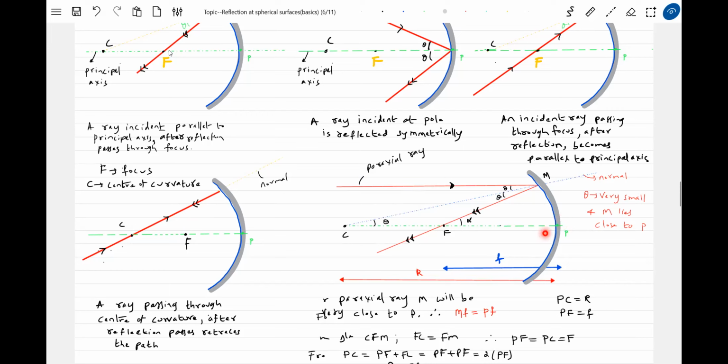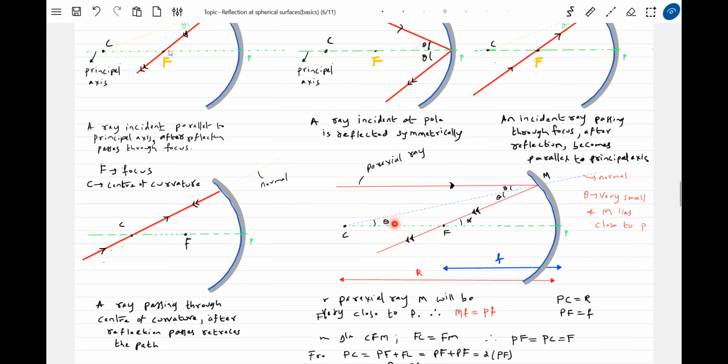The distance PC is equal to R. Then look at this triangle. Will this be an isosceles triangle? Yes, it is. What is the reason for that? There's a normal, so this angle of incidence should be equal to angle of reflection. Even this angle should be theta, because this ray and this principal axis are parallel. Therefore, this angle should be theta.